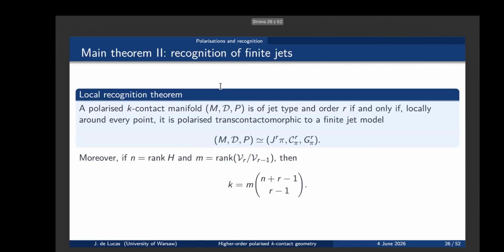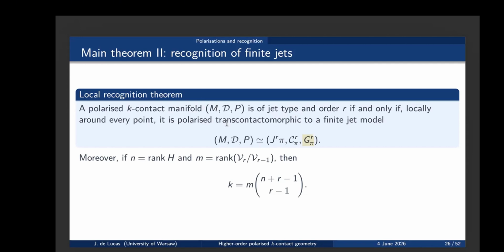For your initial K-contact manifold, the local recognition theorem tells you that a polarized K-contact manifold is of jet type R if and only if locally around every point there is a certain polarized contact morphism, this is technical stuff. The only thing is that there is a change of variables that maps these things into a jet manifold. M is locally diffeomorphic to a jet J^R pi. The D goes to the Cartan distribution. The polarization goes to the polarization of J^R pi. Okay? If it's of jet type, it happens. If it's not, it does not happen.